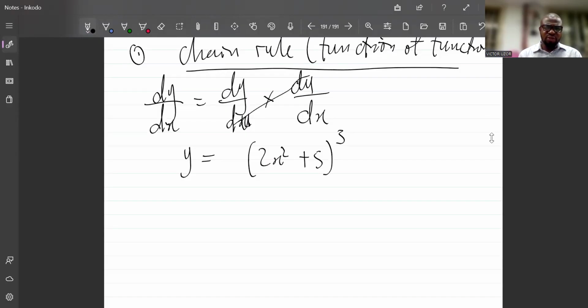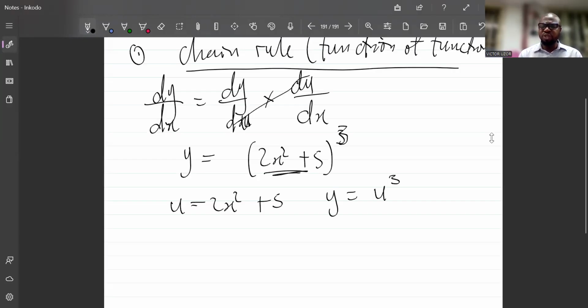Remember, in differentiation, we usually subtract 1 from the power and use that power to multiply the equation. Now, the question is this. We have a power here. Which of the functions are we looking at? So now you are going to take one of the functions and call it u. So our u will be 2x squared plus 5. If our u is 2x squared plus 5, our y will be u raised to power 3.